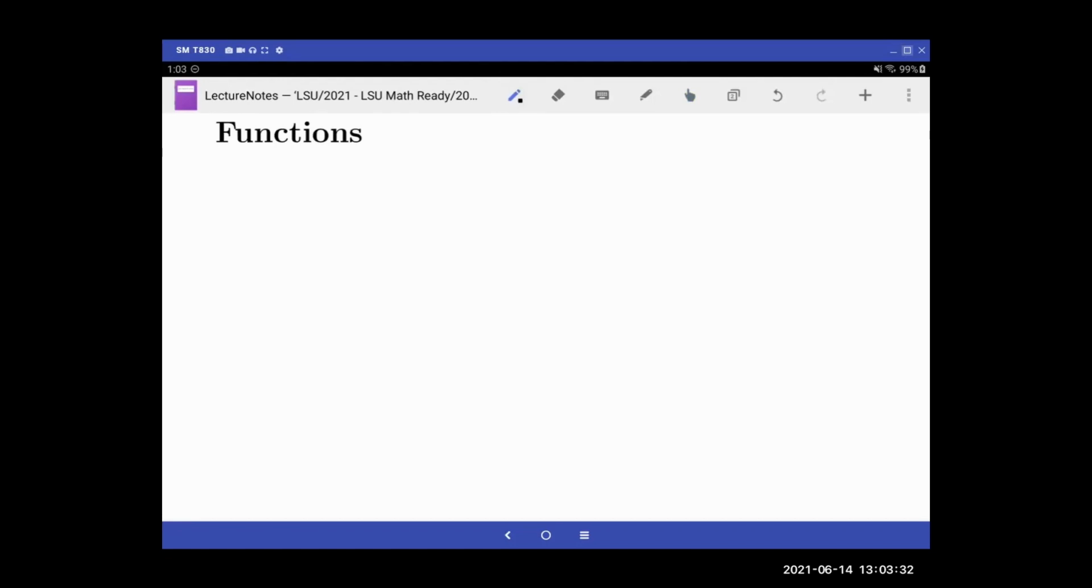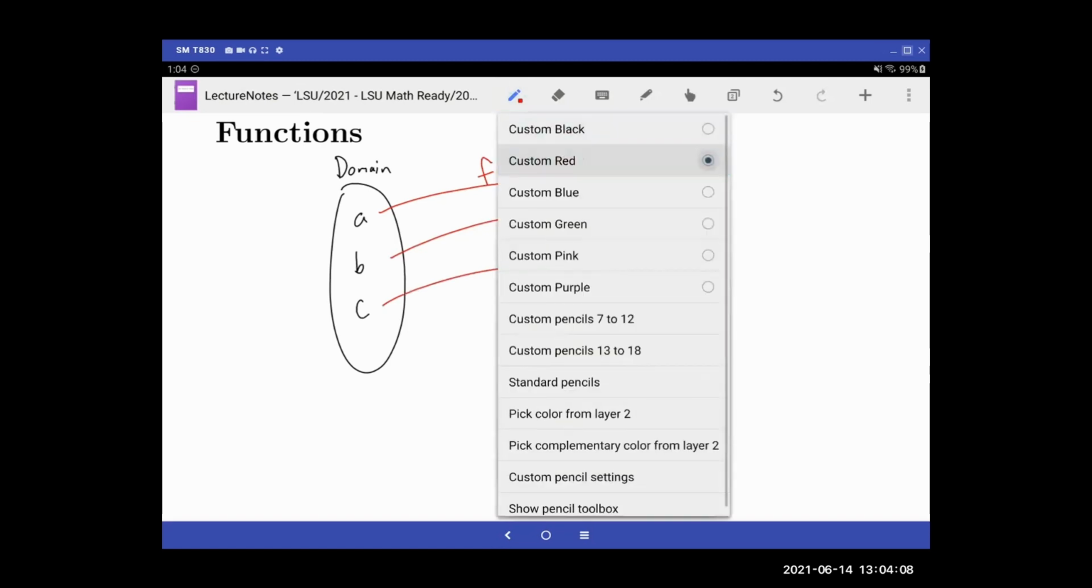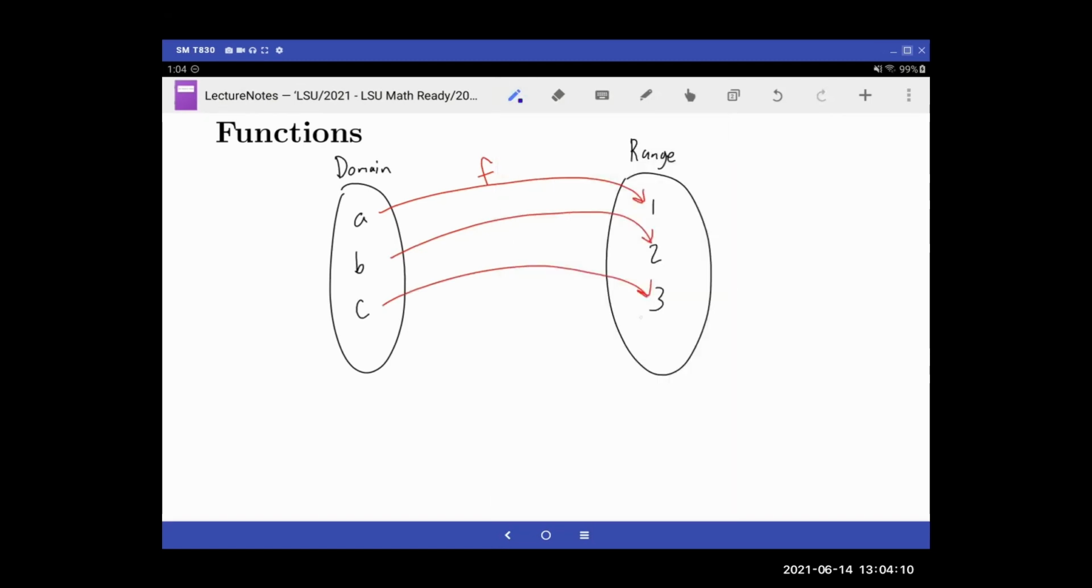Remember, a function is like a map that takes inputs to outputs, a domain to a range. So you might have your domain here, your inputs, and your range here. And your function f will take your inputs and connect them to an output. Well, there are sometimes inverse functions.